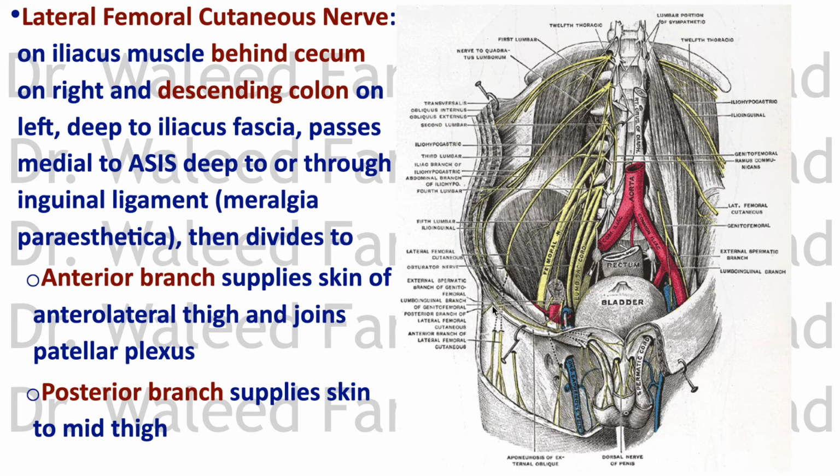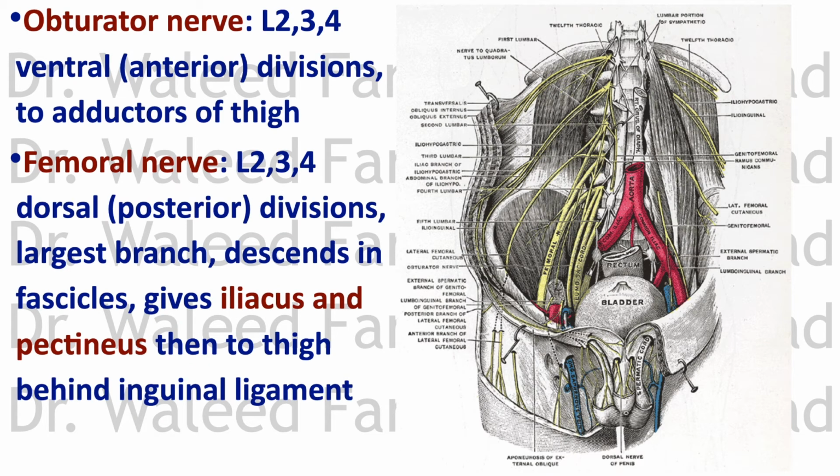Anyway, it descends to the thigh and divides into an anterior branch that covers the anterolateral surface of the thigh down to the patellar plexus, and a posterior branch that supplies till the middle of the thigh. This is the distribution of the lateral femoral cutaneous nerve.